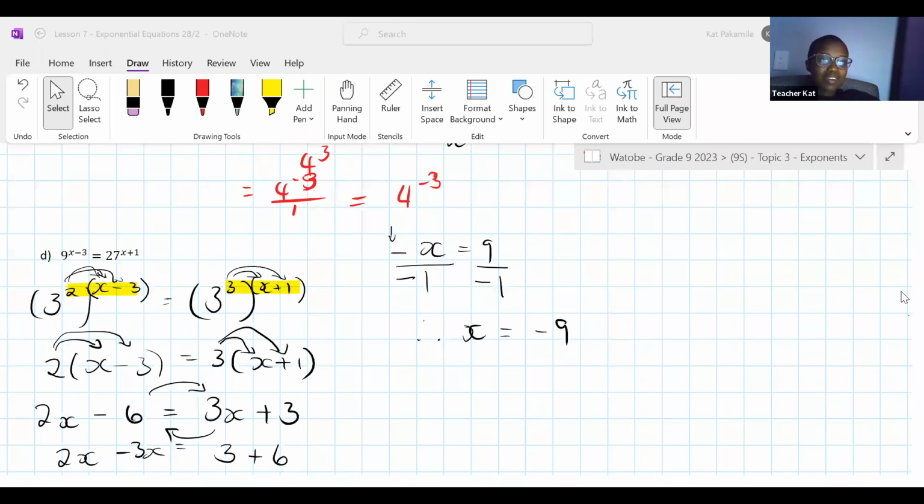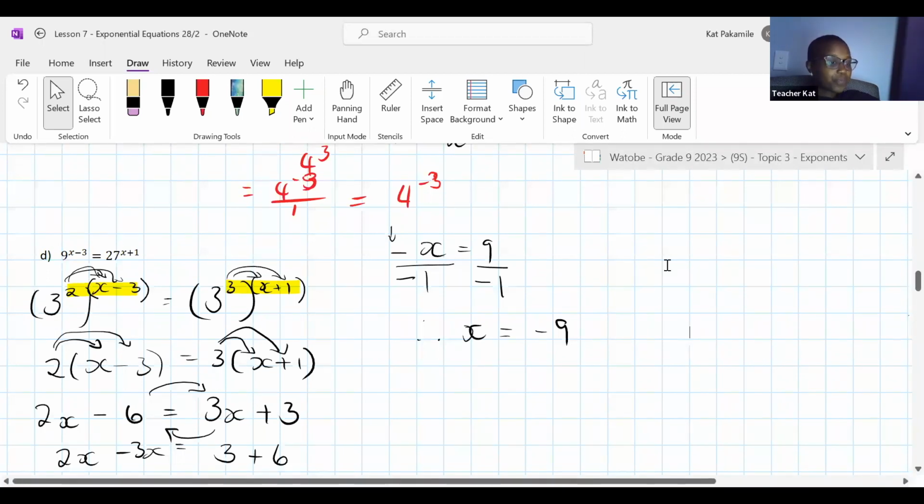Nzako's hand is up. Nzako, are you going to do one with me, or did you have a question? I have a question, ma'am. Mm-hmm. Oh, hi, by the way. Hello.